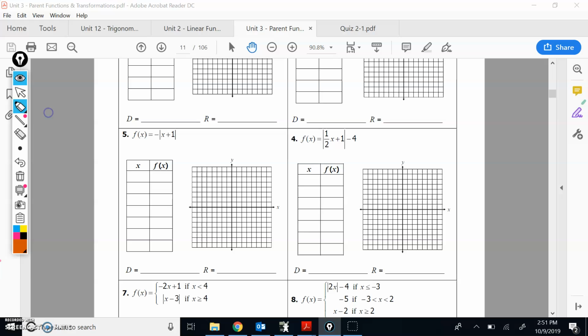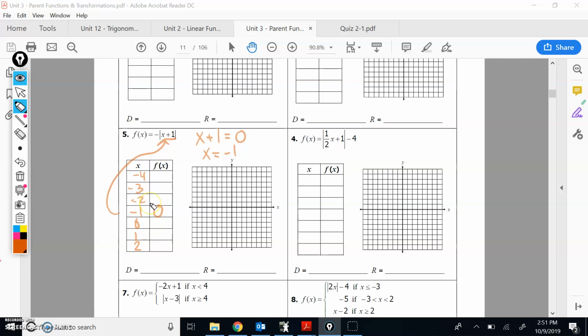If you were trying number 5, setting x plus 1 equal to 0, you'd get the x-coordinate of the vertex to be -1. Substituting back in -1, you would get -1 plus 1, which makes 0, and then take the negative, still 0. Figuring out other points like this, 0, 1, and 2.